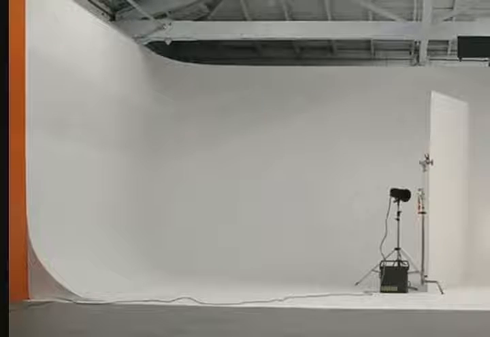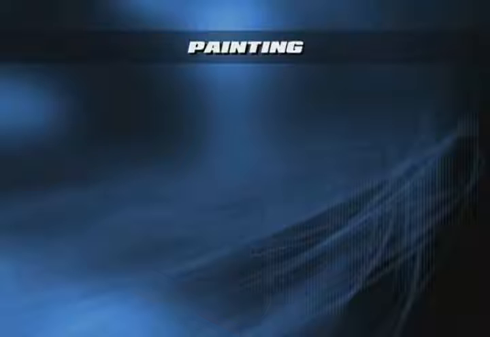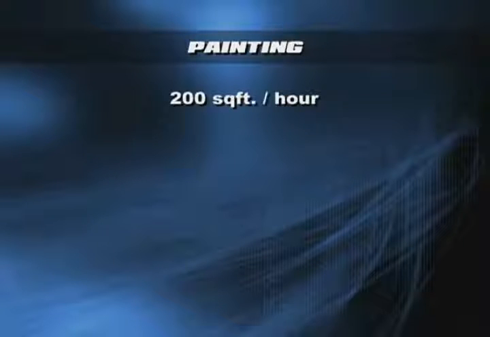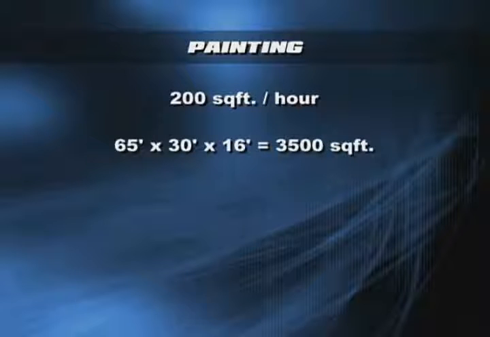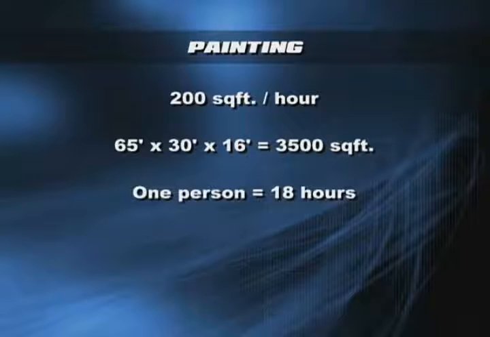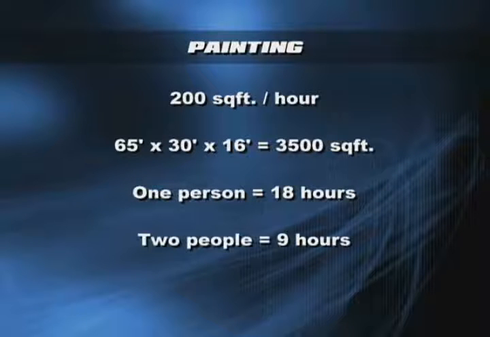That makes painting a major production issue, so let's look at the math. A person can paint about 200 square feet or 20 square meters an hour. The Laurel Canyon stage is 65 feet by 30 by 16, or about 3,500 square feet total. So one person can paint it in 18 hours, or two people can paint it in 9 hours. With 3 coats and time to dry, you're spending 2 days on painting.